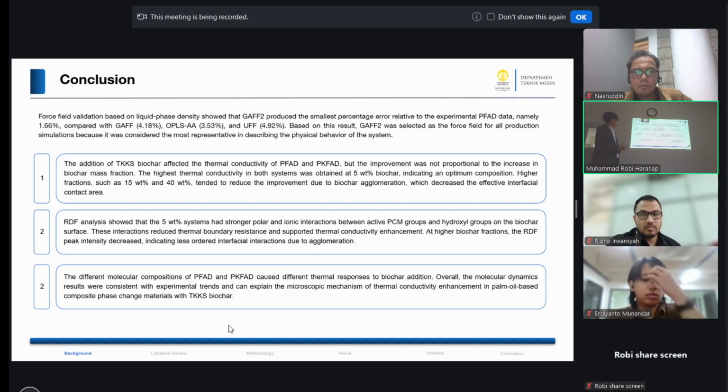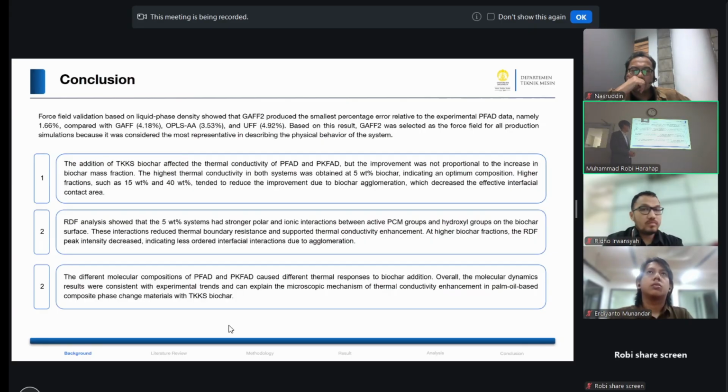indicating that this is an optimum composition. Higher fractions such as 15 and 40 tended to reduce the improvement, due to biochar agglomeration, which decreased the effective interfacial contact area. And then RDF analysis showed that 5% systems had stronger polar and ionic interactions between active PCM groups. These interactions reduced thermal boundary resistance and supported thermal conductivity enhancement.